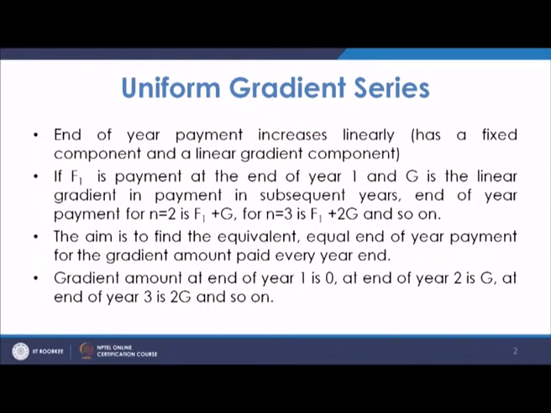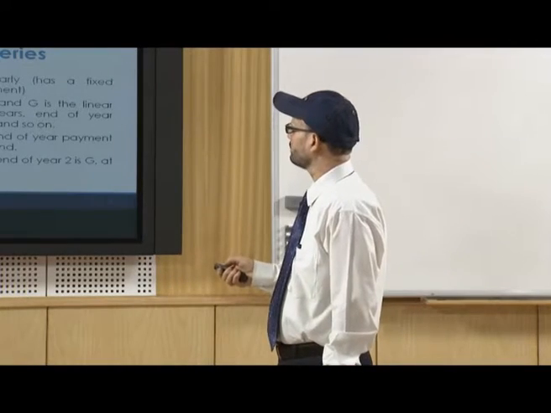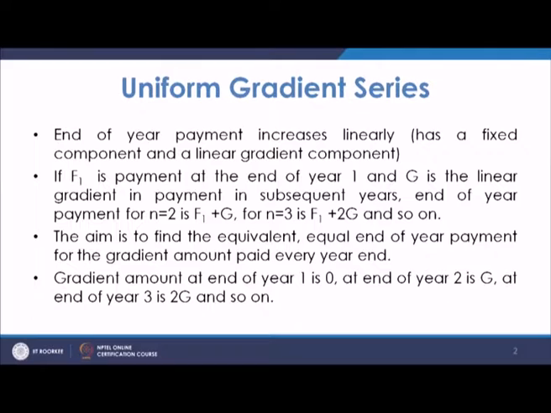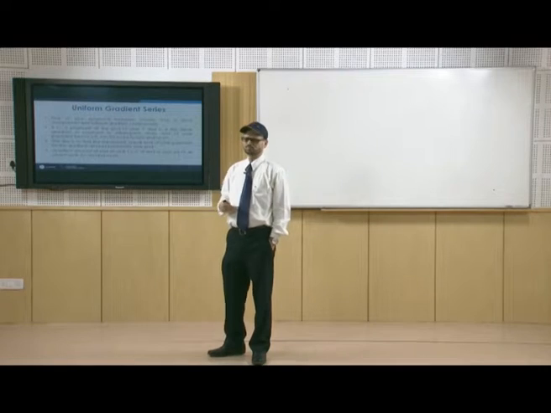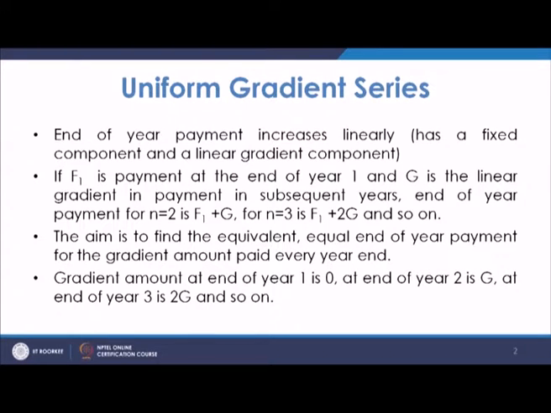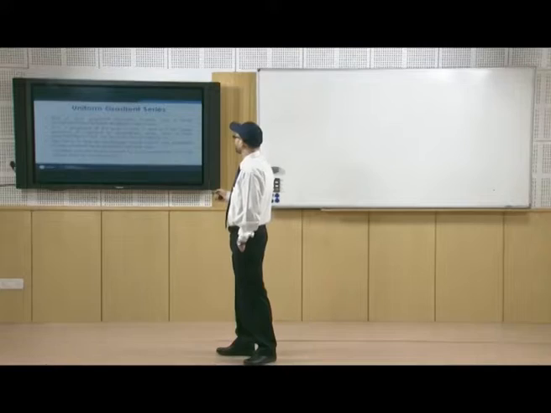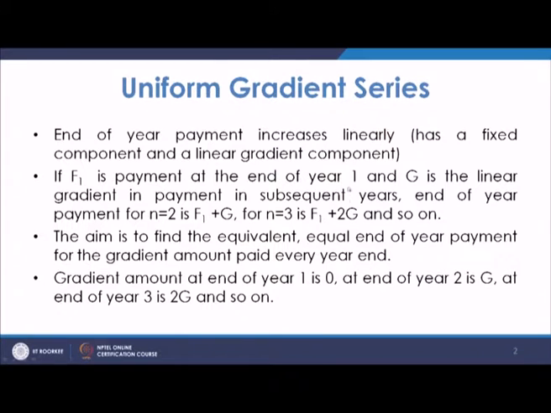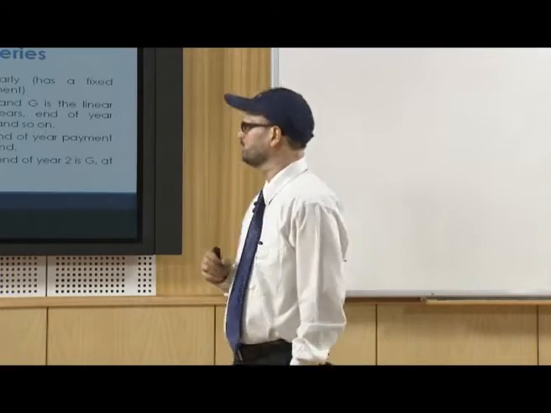In this series, basically the end of year payment is increasing linearly, meaning in the first year end if you pay F1, in the second year end F1 will be increased by a constant value, suppose G. So, this G is the gradient, and this G is uniform every year. In the second year it is F1 plus G, in the third year it becomes F1 plus 2G and so on. So, in the nth year end we are paying F1 plus n minus 1 into G.